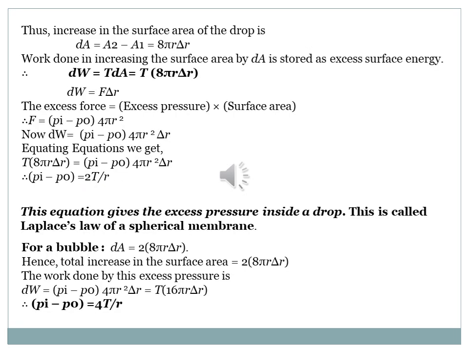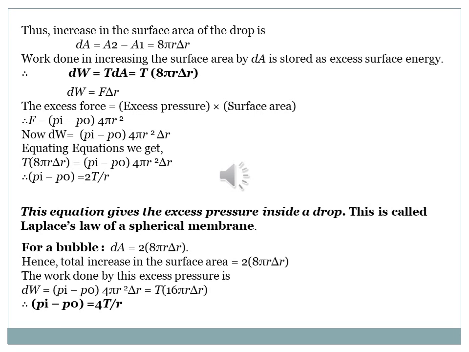Now the increase in surface area of the drop will be what? It is denoted by dA, and it is nothing but A2 minus A1. What is A2? A2 is 4 pi r square plus 8 pi r delta r. And what is A1? A1 is only 4 pi r square. By subtracting both the areas, we are getting 8 pi r delta r only, because 4 pi r square gets cancelled. First one has a plus sign, second one has a negative sign. So you are getting dA as 8 pi r delta r itself.